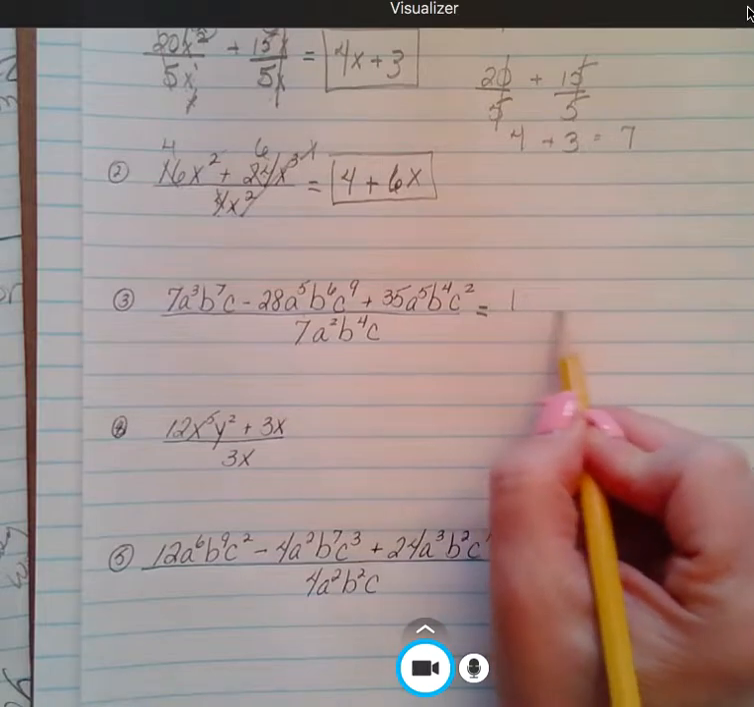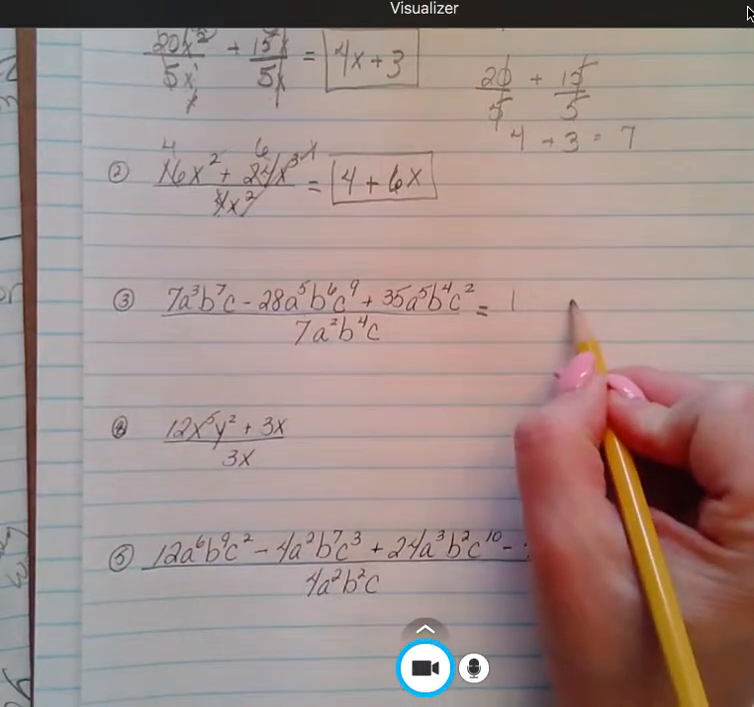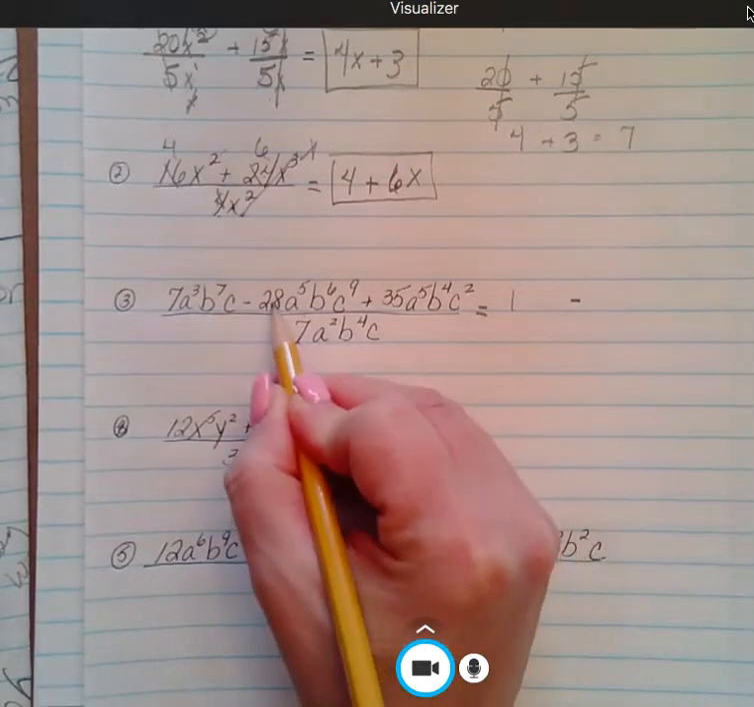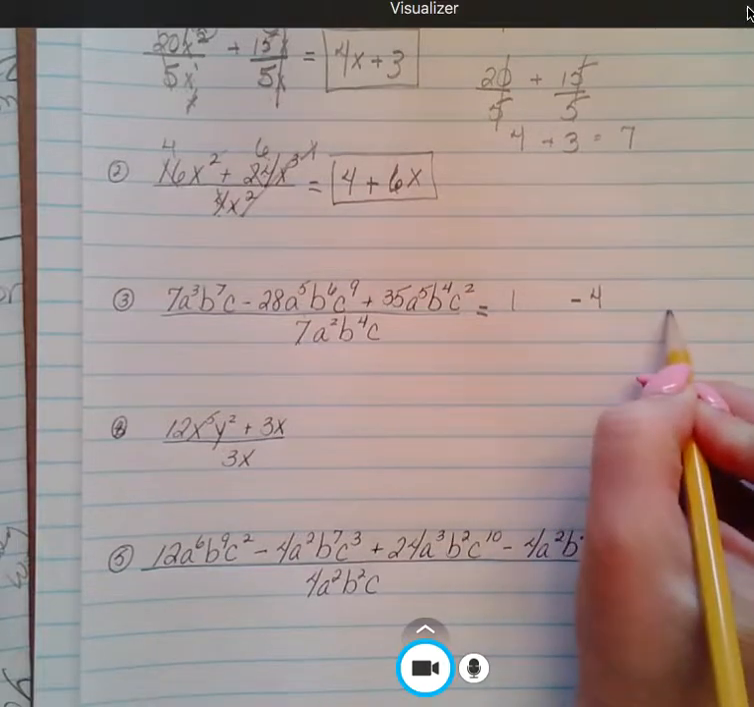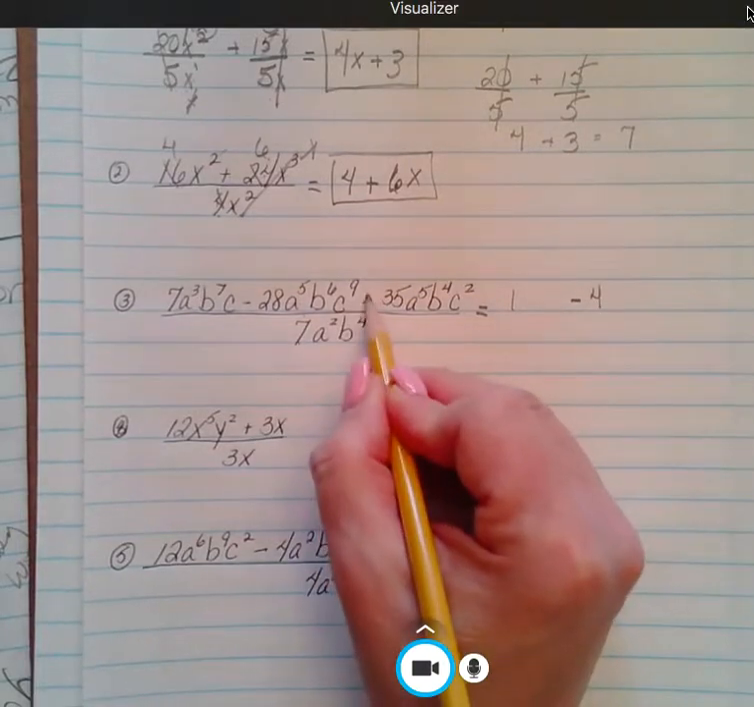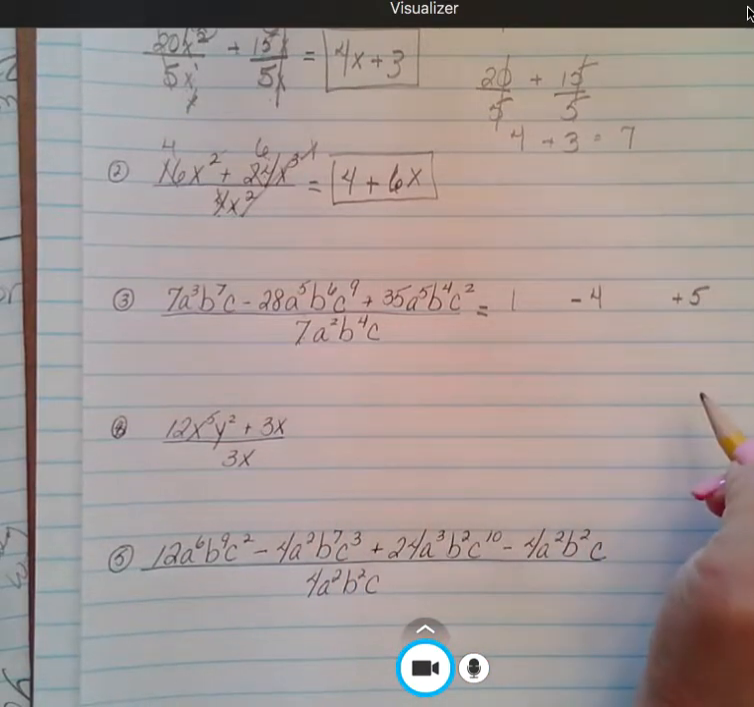I'm going to leave a space, because that's where all my a's, b's, and c's are going to end up, but I'm going to write my minus. 7 into 28 goes 4 times. And again, another space for all those variables. Here's my plus. 7 into 35 goes 5 times.